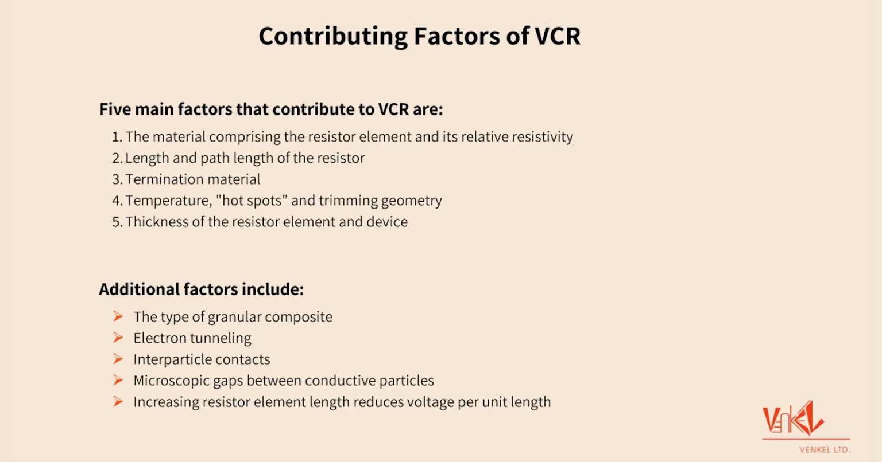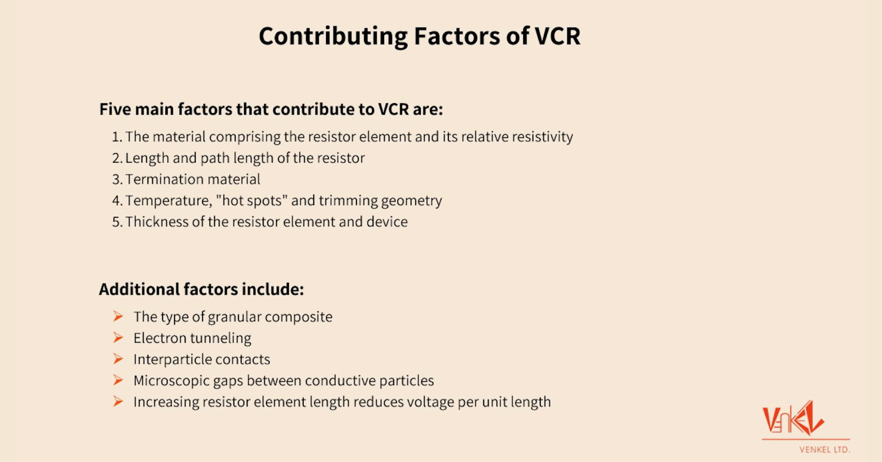The voltage coefficient of resistance, VCR, is influenced by several material and design factors that determine how a resistor responds to applied voltage. The primary contributors include the material composition of a resistor element and its resistivity, as well as the length and path length of the resistive element, which can affect how voltage is distributed across the component. Additionally, termination materials and the resistor's thickness can play significant roles in defining its VCR. Factors like temperature changes, hot spots, and trimming geometry further influence the behavior of the VCR under real-world operating conditions.